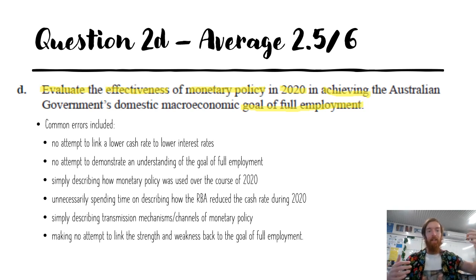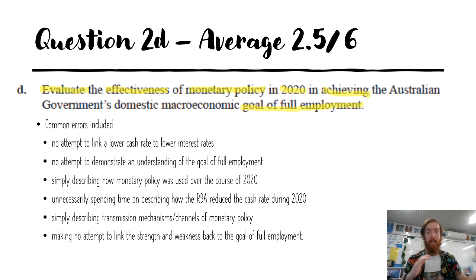And achieving the government goal of full employment means you need to talk about that goal specifically and where basically it's been at. So some of the common errors included no attempt to link a lower cash rate to lower interest rates. Obviously, that's very important. A lower cash rate doesn't actually affect households at all. The interest rates do. So mentioning the impact that has on financial institutions is probably pretty important. No attempt to demonstrate an understanding of the goal of full employment. Defining it is probably a great idea.